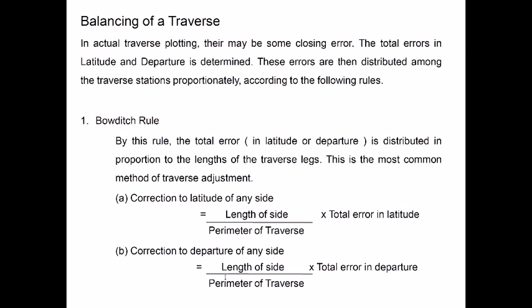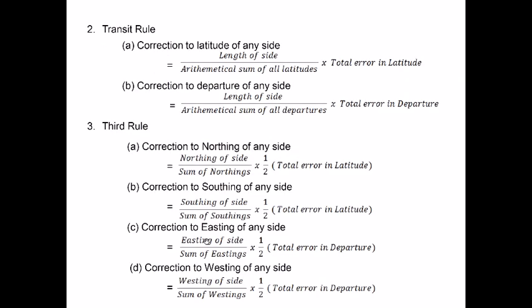So the first method that we're studying is the Bowditch rule, and by this rule, the correction to the latitude of every side is equal to the length of that side divided by the perimeter of the traverse, which is the summation of lengths of all the sides, multiplied by the total error in latitude. So that means the more the length of a side, the more error is given to that side. Similarly, for departure, the length of the side divided by the perimeter of the traverse multiplied by the total error in departure. So this is how this rule works, and the error is compensated.